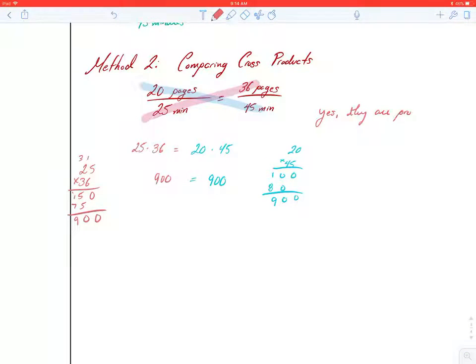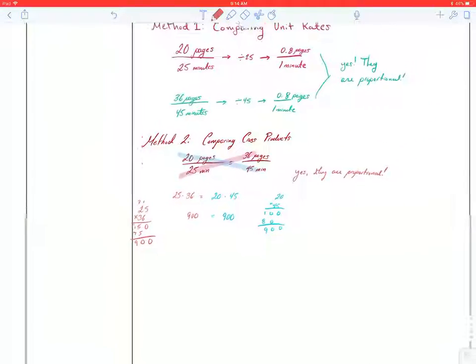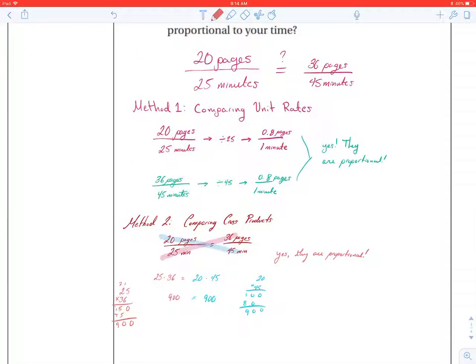And so, in my opinion, that goes a lot faster than finding the unit rates, but you can use either method that you'd like. But now we have shown in 2 different ways that the rates are indeed proportional because they are equal to one another in their unit rates and in their cross products.